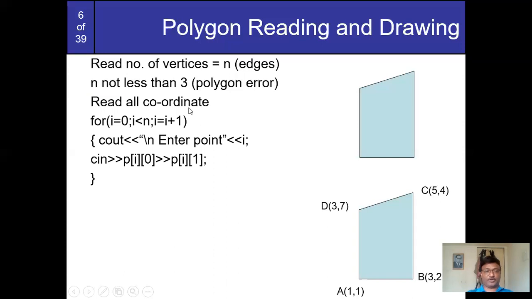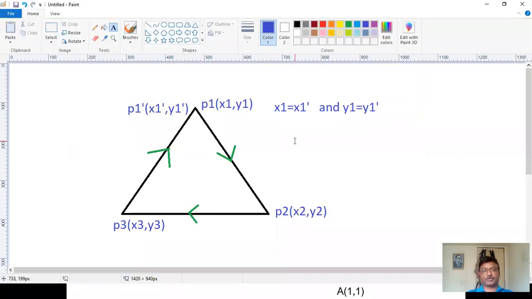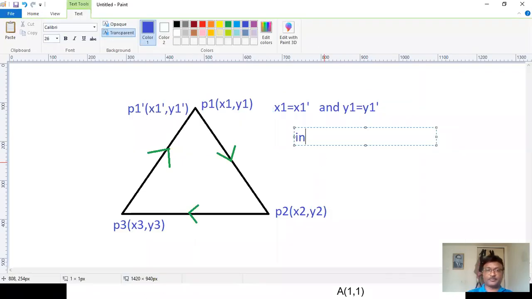Read all coordinates. So how can I read all the coordinates? Suppose I am using an array. That array has to be a two-dimensional array. Suppose any declaration of the array. So I can declare the array over here: int p of square bracket. We have considered first 10, and then over here I have considered 2.